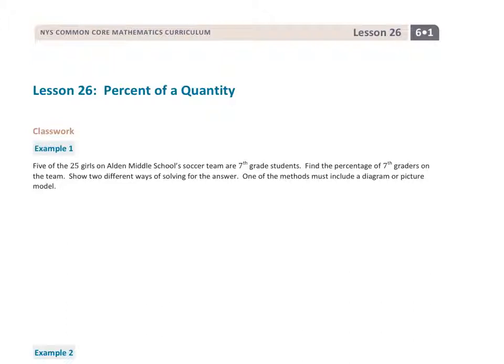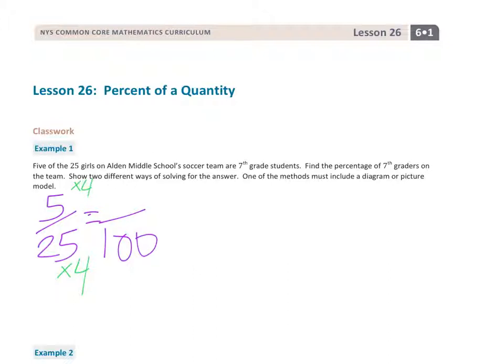Well, here's how I think is the easiest way. So now 5 out of 25. So what percentage? Well, percent is always, always, always out of 100. So what did I do to this 25 to turn it into 100? I multiplied it by 4. If I did it to the bottom, I have to do it to the top! 5 times 4 is 20. So 20 out of 100 equals 20%.